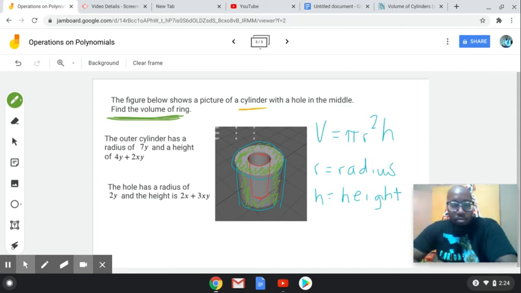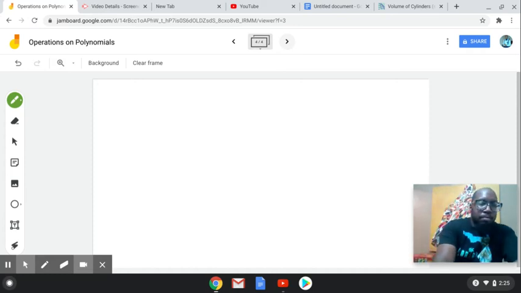So we're going to take the volume of the outer ring, and the hole is smaller than that one, so we're going to subtract the volume of the hole from it, and that is how we're going to get the volume of the ring itself. Okay, so here we go. So I'm going to take the volume of the outer, which is going to stay in blue.